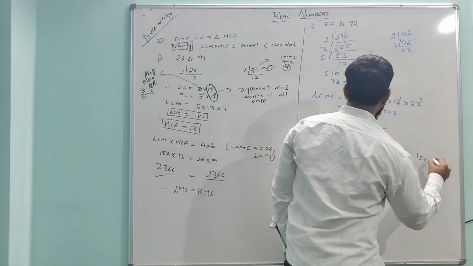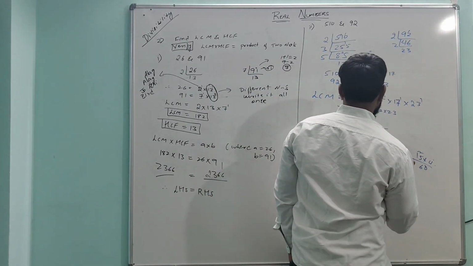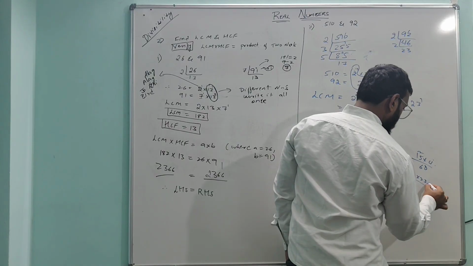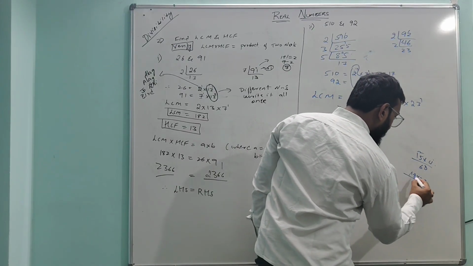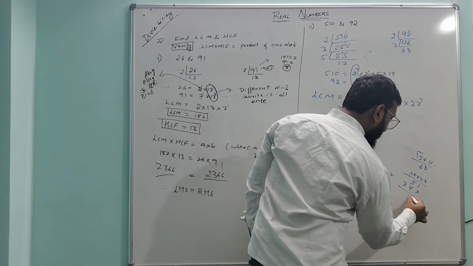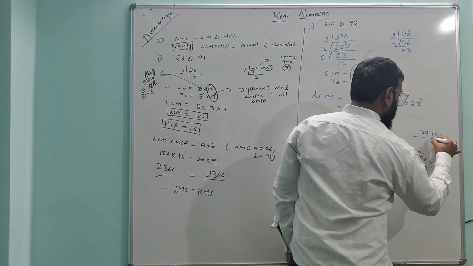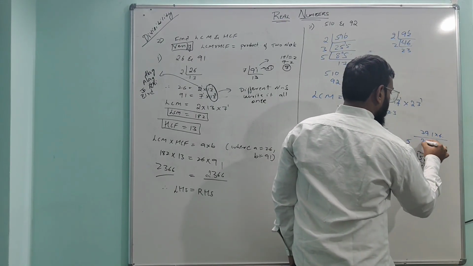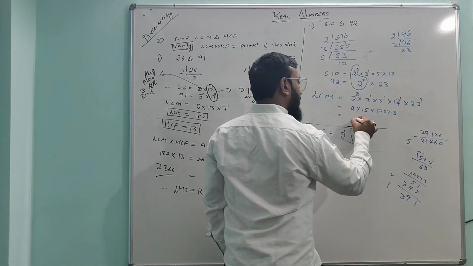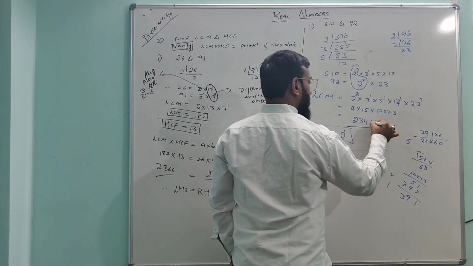Let me check: 15 into 4 is 60, then 17 into 23. So to calculate, 17 into 23 is 391. 391 into 60. We are getting 23460.